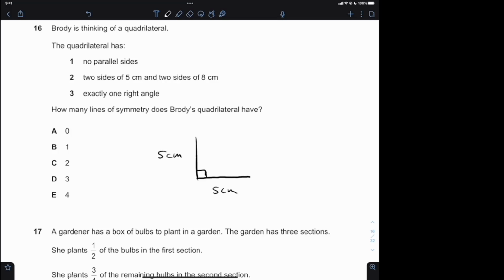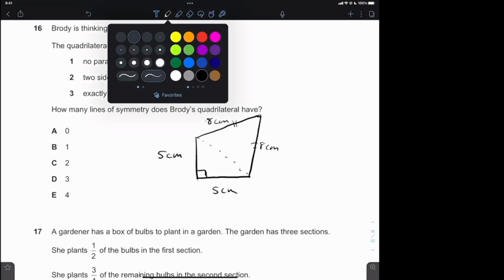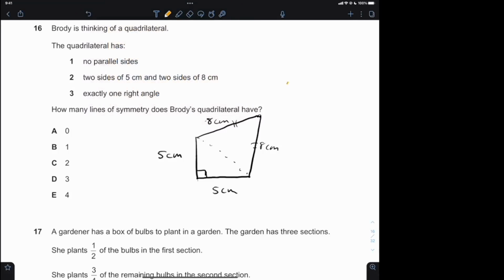That's one possibility, okay? In which the sides of 8 centimeters would have to be the exact same length and meet at the exact same spot, like a kite almost. Right, so for them to be the same length, you'd almost form a little isosceles triangle here. And so this actually gives us 1 line of symmetry. Okay? There's no other line of symmetry here. So the answer would be 1.